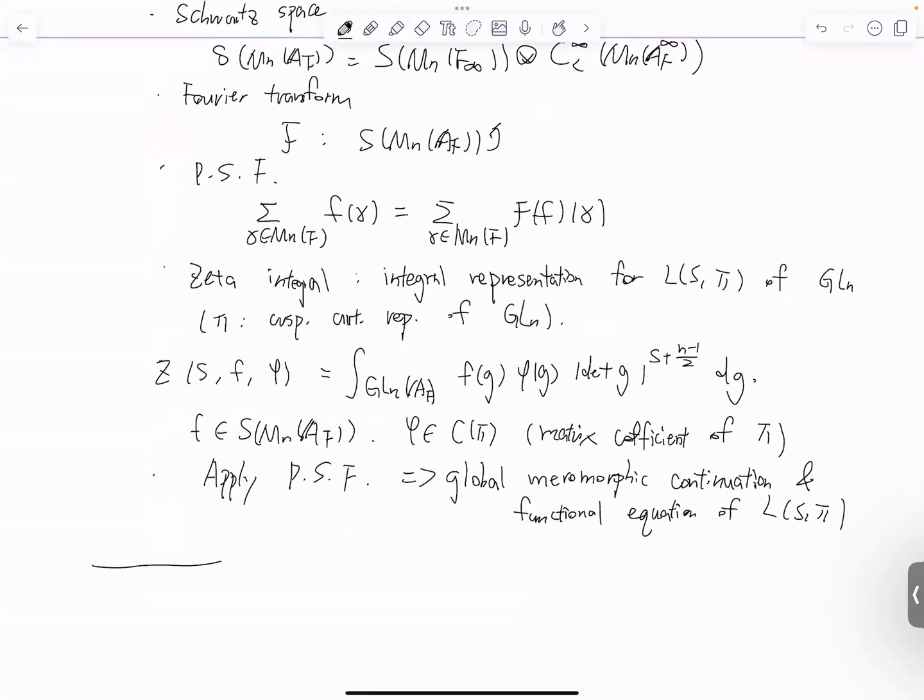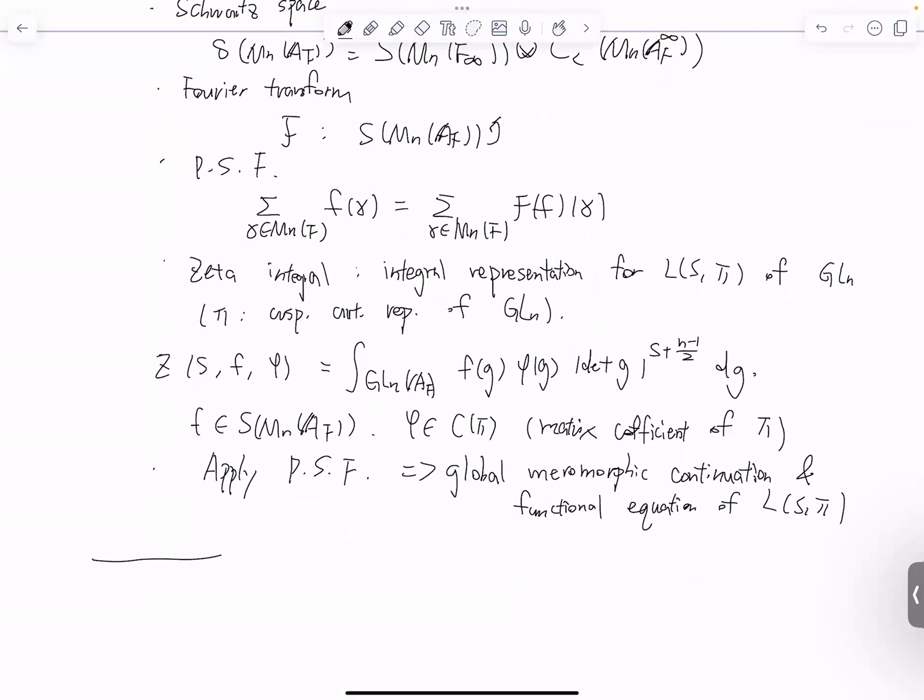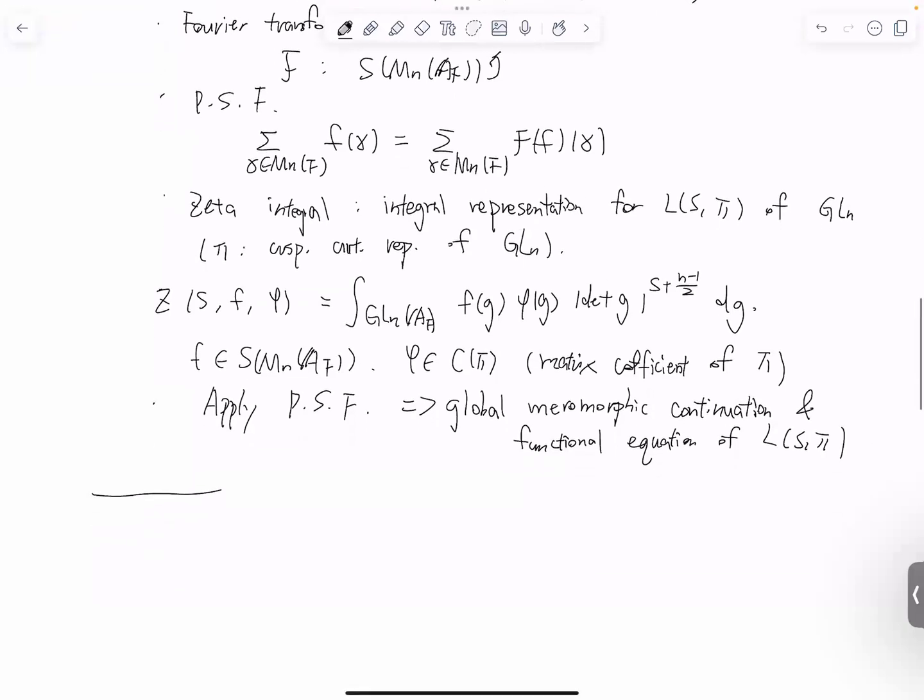Sorry, what's the relation between the zeta integral and the L function? The zeta integral is, up to some factor, the L function. In the unramified computation, this gives the unramified L functions for pi, and then for ramified places, they use the zeta integral to define the L functions. Okay, I see. Thanks.